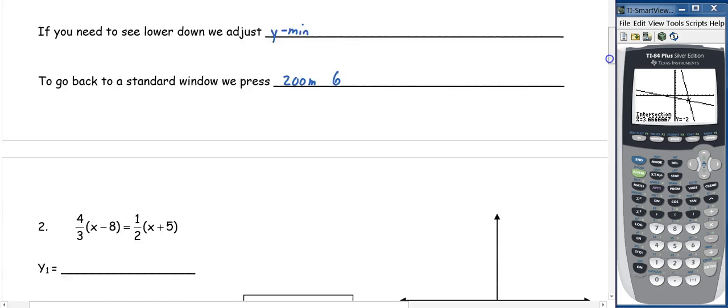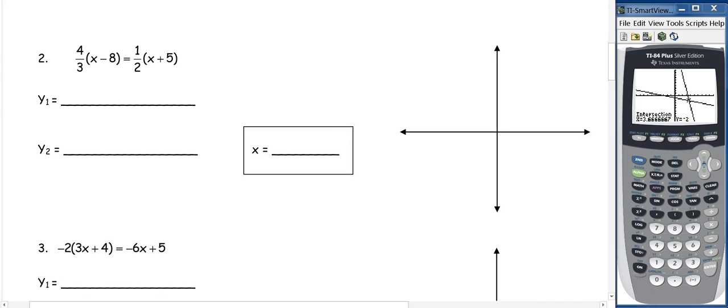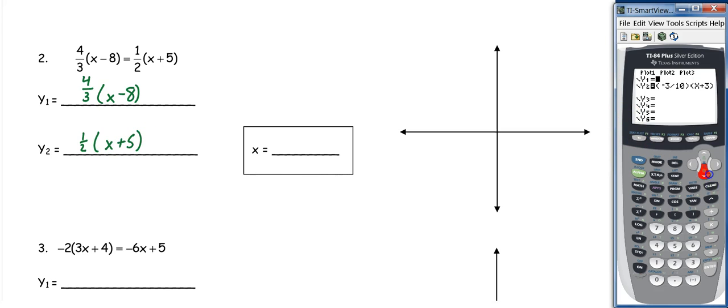So let's try a problem where we have to change our window a bit. When I split my equation in number 2, I have 4/3 (x - 8) and 1/2 (x + 5). So I'm going to go back to y equals and hit clear for both equations and type in my new equation. The first equation is (4 divided by 3)(x - 8). And my other equation is (1/2)(x + 5). Graph.